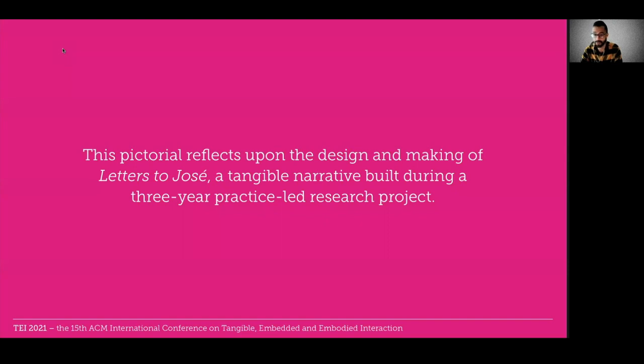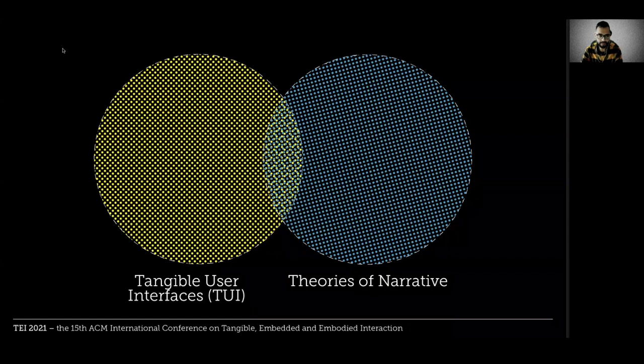The purpose of this pictorial really is to reflect upon the design and making of Letters to Jose, which is a tangible narrative that we built during the last 3 years as a practice-led research project. The purpose of our paper really is to integrate different concepts that we brought from the design of tangible user interfaces, but also aspects brought from theories of narrative and interactive narrative.